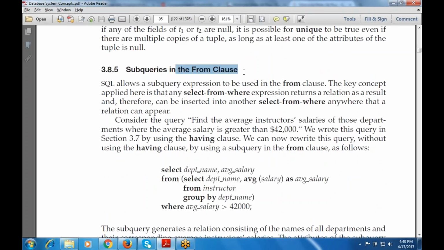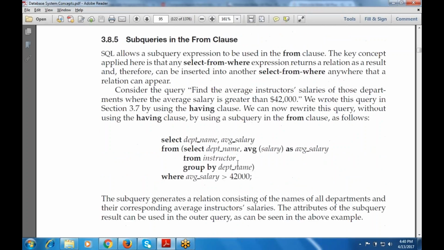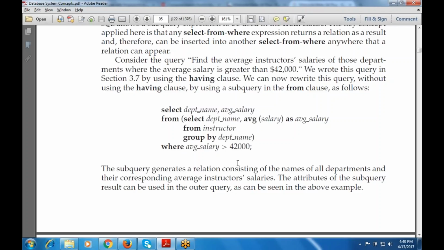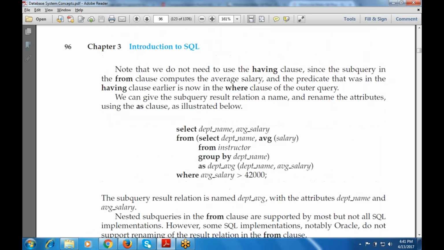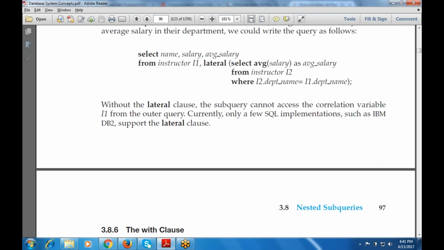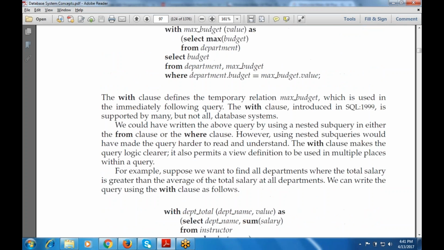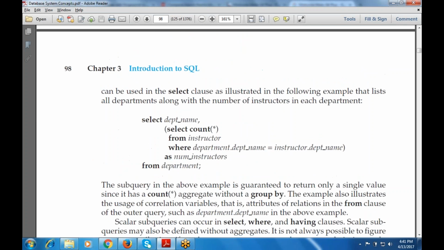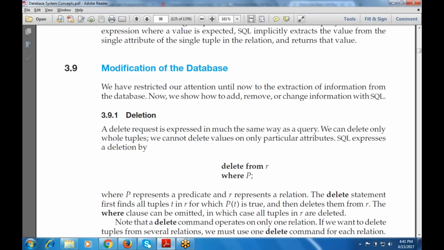Then subqueries in the from clause: select department name, average salary from (select department name, avg salary as average salary from instructor group by department name) where average salary is greater than 42,000. This is the same. Then the with clause is not in your syllabus. Scalar subqueries also are not in the syllabus.